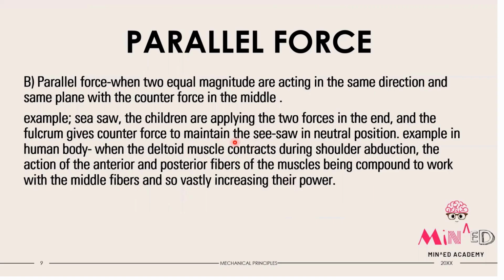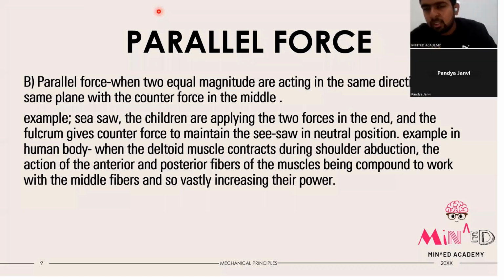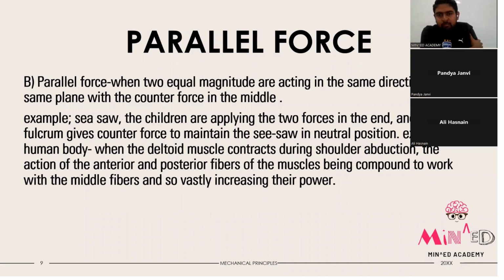So the basic simple example I've given here is of the deltoid. In the deltoid muscle, when we do shoulder abduction, there is action of the anterior and posterior fibers. As you can see, when you do an abduction movement, the anterior and posterior fibers of the muscle work together with the middle fiber. Since the deltoid has three fibers, it will increase the power.